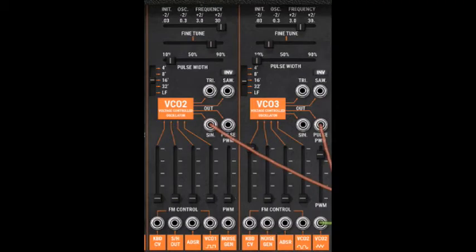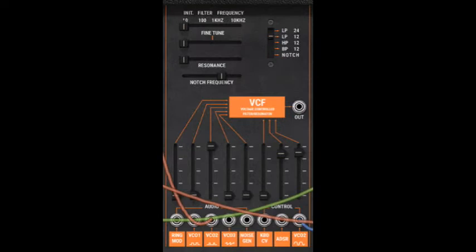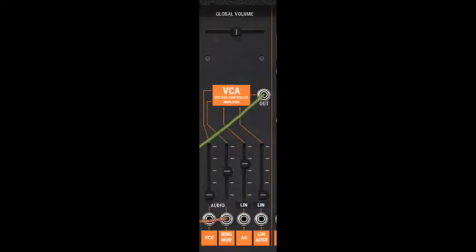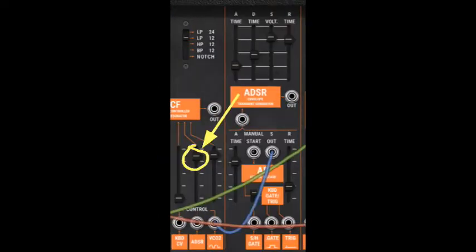First of all, which modules are involved at all? There are the VCOs 2 and 3. There is the VCF. There is the VCA. And there are both envelope generators involved as well, the ADSR and the AR.